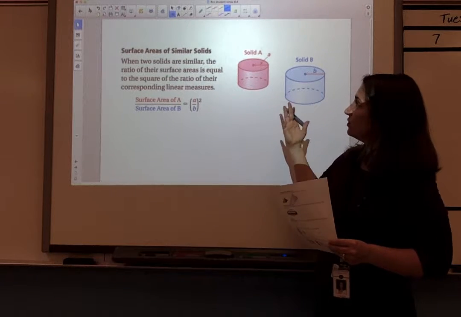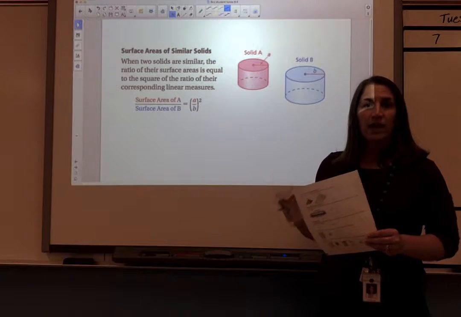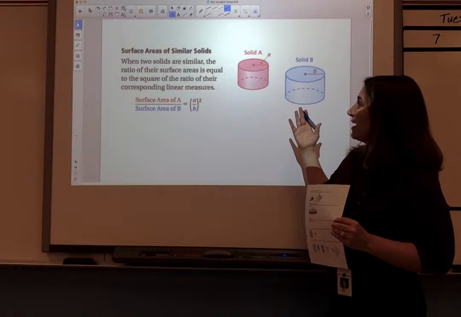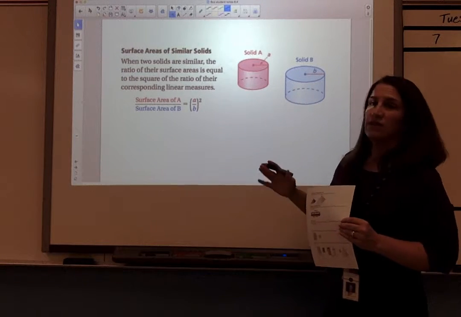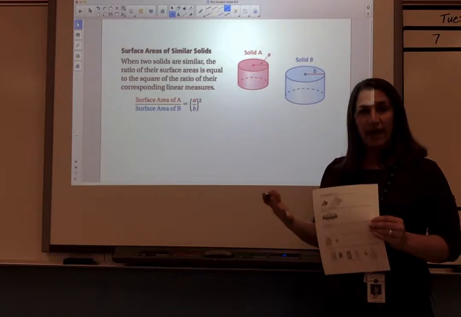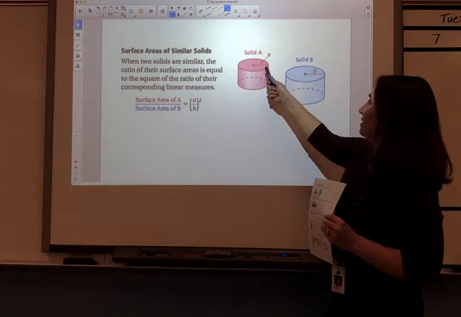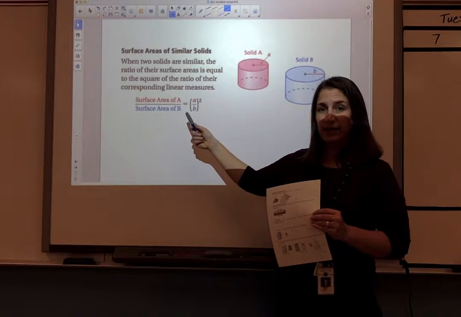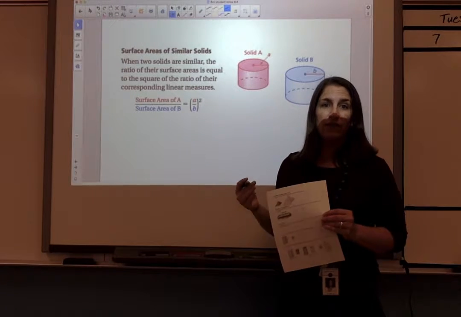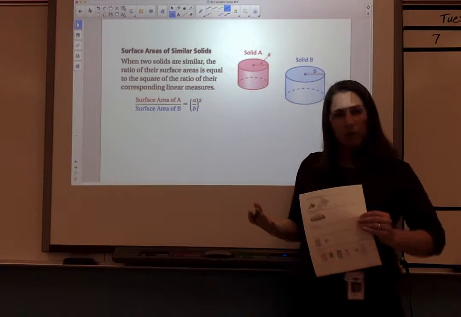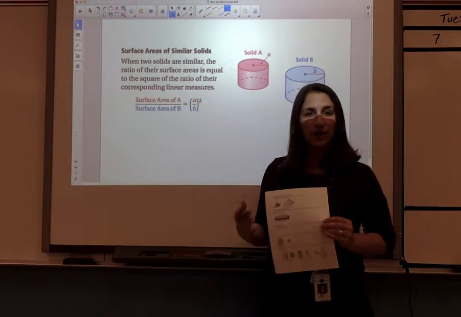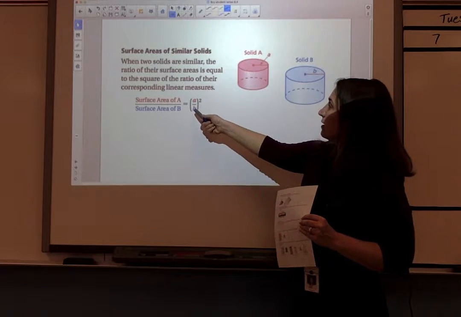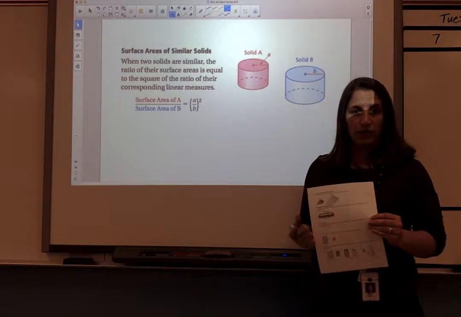So here we have these two solids. We're told that they're similar. If we want to compare the ratio of their surface areas, that's not equal to the ratios of one of their linear measures. If we have some linear measures, like the radius of both of these, we need to compare the ratio of the surface areas to the square of the ratios of those linear measurements. That sort of makes sense because we know that surface area is a two-dimensional measurement, and the linear measurements are a one-dimensional measurement.